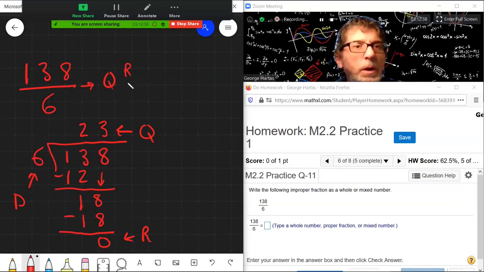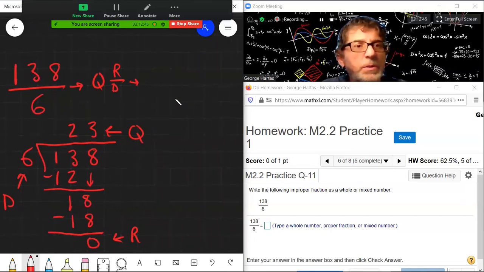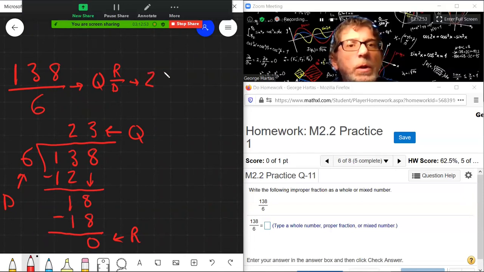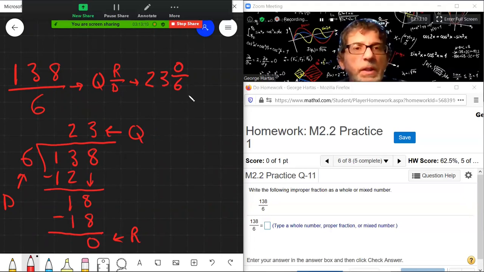Q, R, D. All right, well, let's plug that in there and see what happens. So our quotient is 23. Our remainder is 0. And our divisor is 6. All right, so we have 23 and 0 over 6. Do you think we can just type that in there and it'll be correct?